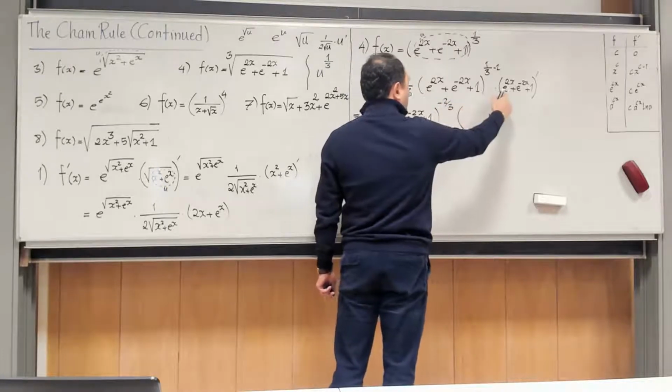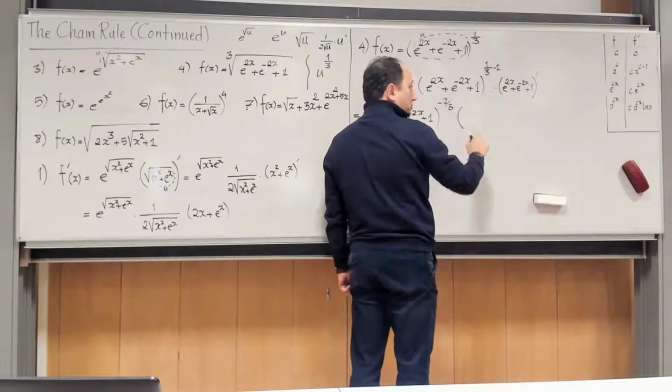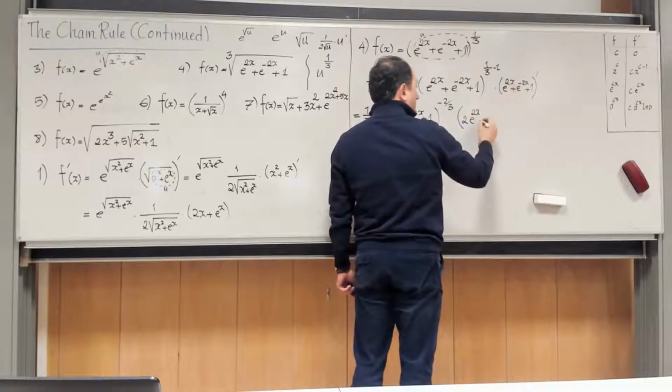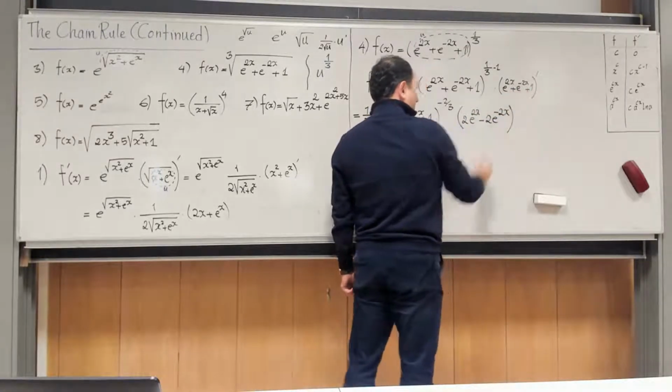And then the derivative of this doesn't need any chain rule. The derivative of the first one is actually the sum rule. The derivative of the first one is 2 times e to the 2x. The second one is minus 2e to the power of minus 2x. The derivative of 1 is simply 0.